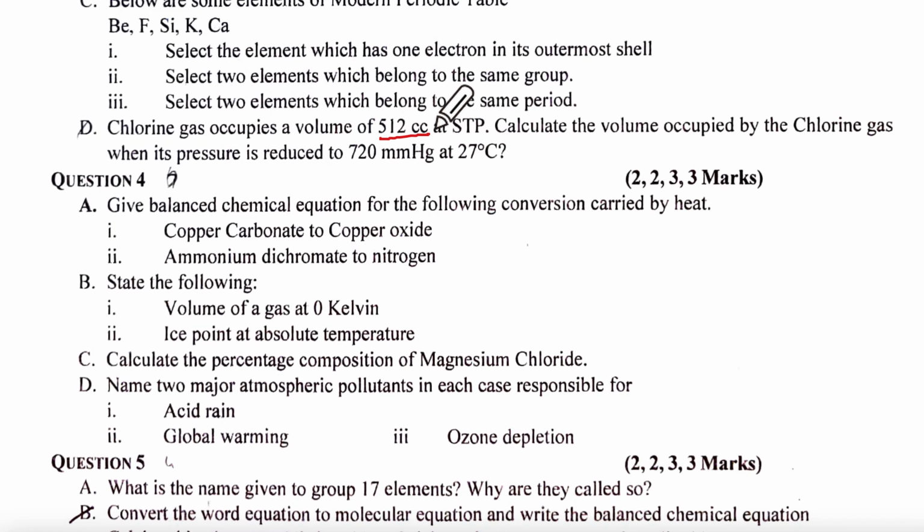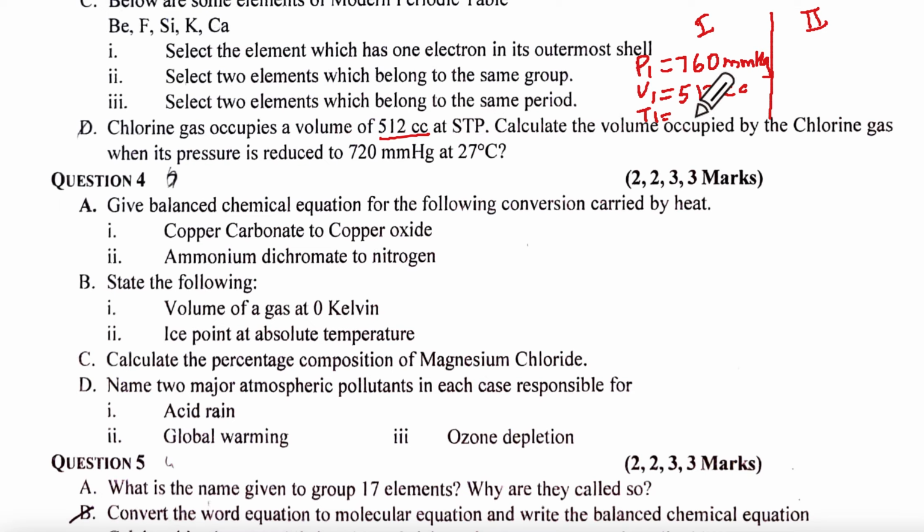Chlorine gas occupies so much at STP. Calculate the volume occupied when the pressure is reduced to this at 27 degrees C. What do we do for this? Make two columns. We'll have column 1 and column 2. STP means what? P1, V1, T1. STP means this will be 760 mm of Hg. Volume is how much? 512 cc.